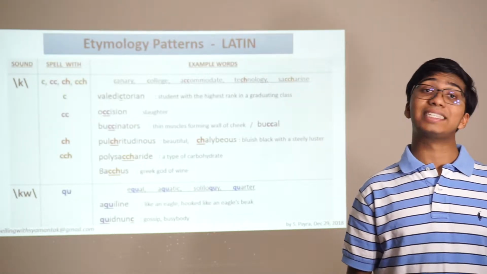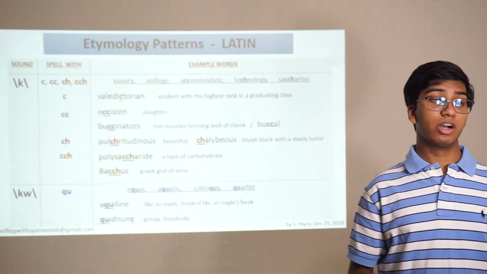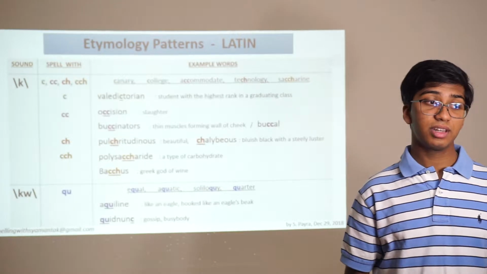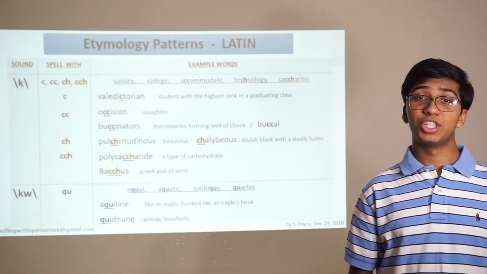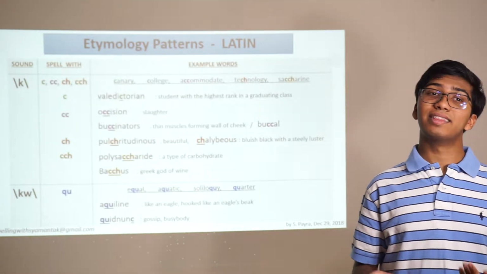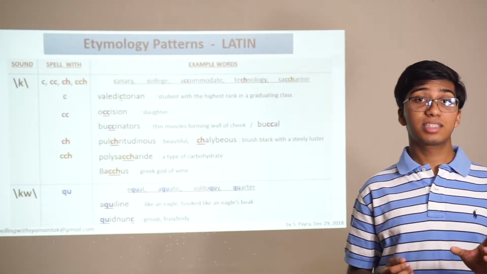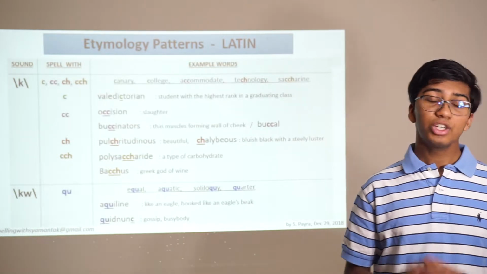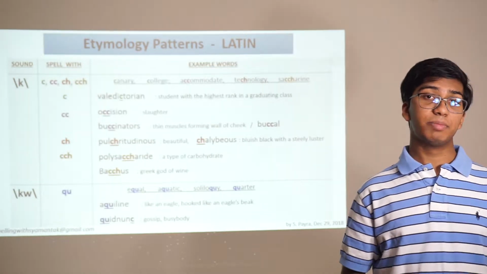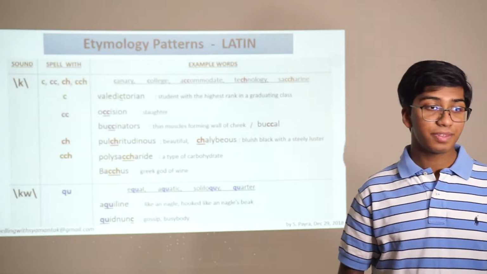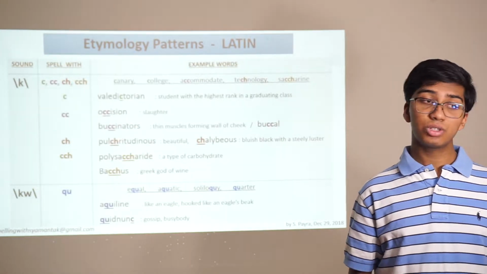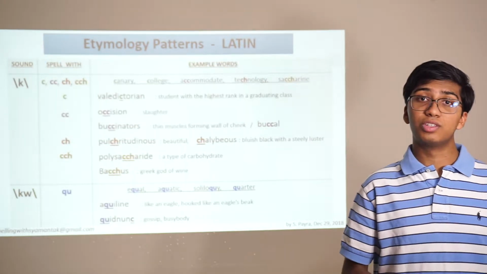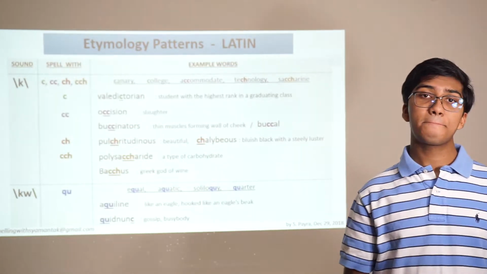You can also have a CC in words like excision, which means slaughter, or buccinators, thin muscles that form the walls of a cheek. You might notice that these two words have an X sound, where you have a K and then an S. So that might be one way to tell that it's a possibility for two C's in a row, although it can also be the case just like the words before, in the case of the word buccal. Buccal means relating to the cheek muscles.